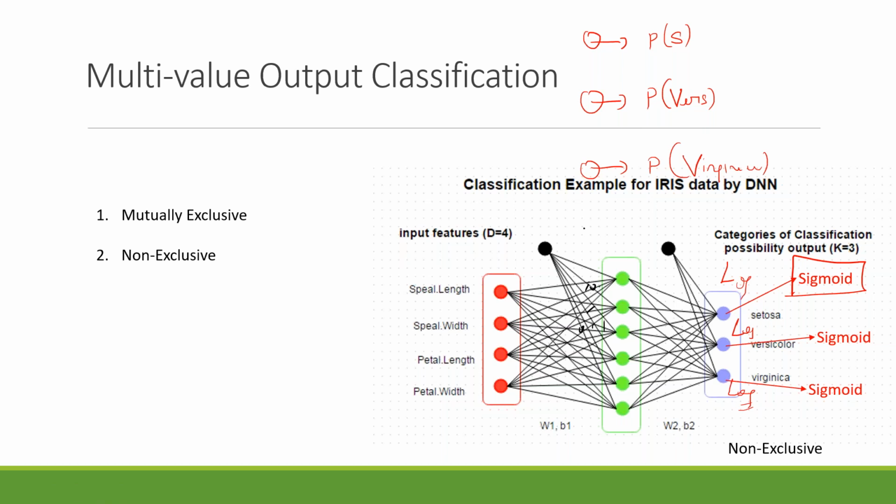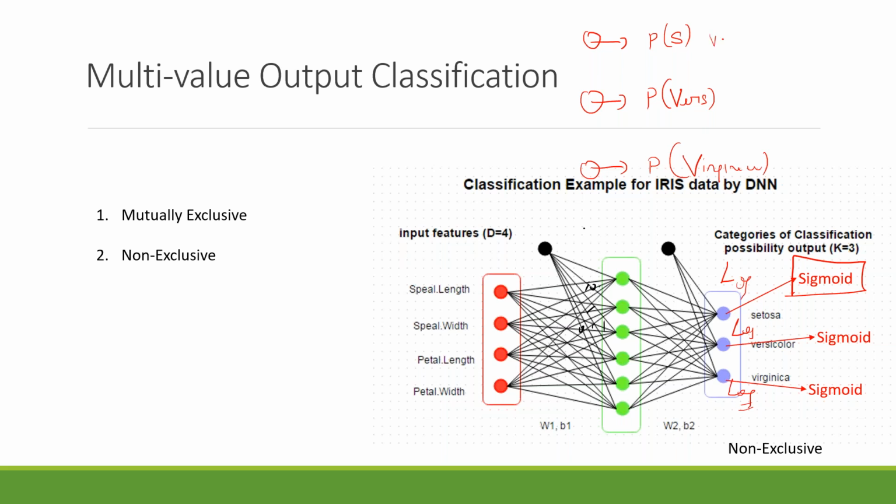So what is going to happen? Each of these perceptrons will tell us the probability that this particular class will occur. The first one says, I am the probability for setosa. The second gives the output for the probability of versicolor. The third perceptron gives the probability that it is virginica. So it is like three logistic regression models.